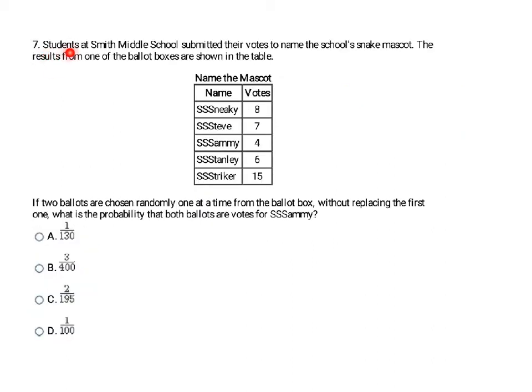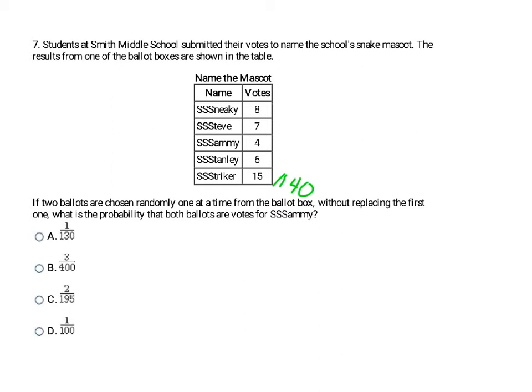The next question says, students at Smith Middle School submitted their votes for the school's snake mascot. The results from one of the ballot boxes are shown in the table. If 2 ballots are chosen randomly, one at a time from the ballot box without replacing, so that means you pull one out, leave it on the table, you pull another one out. The first one, what is the probability that both ballots are votes for SS Sammy? So first I'm going to look at how many total votes there are. So if I add these all up, there's 40 votes in the box.